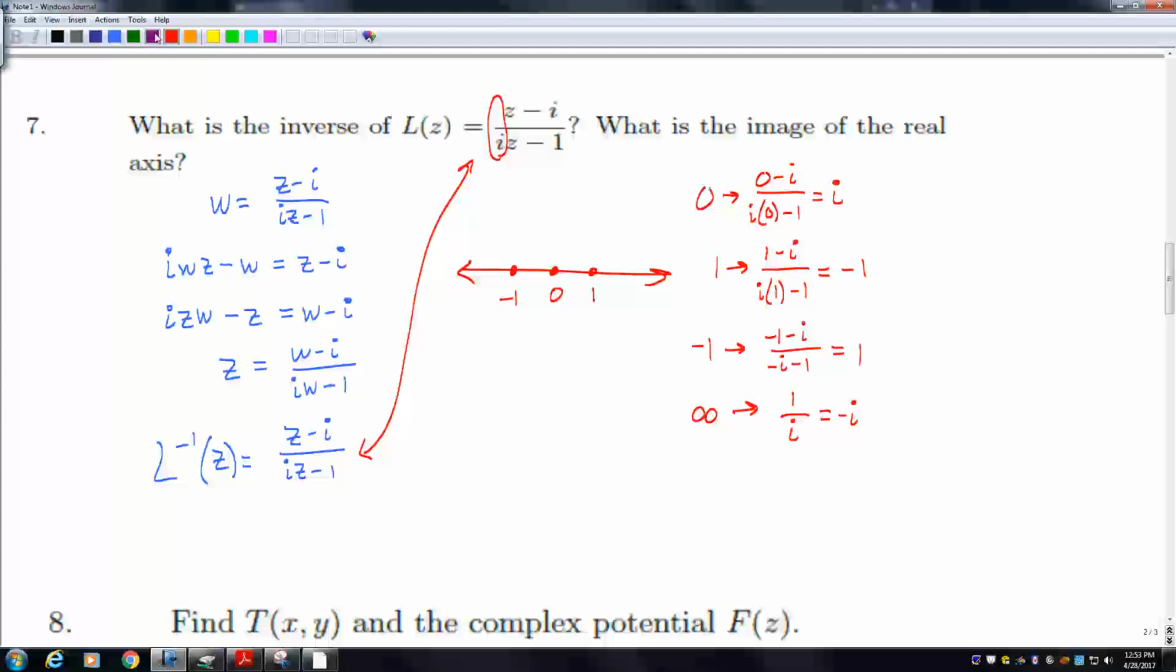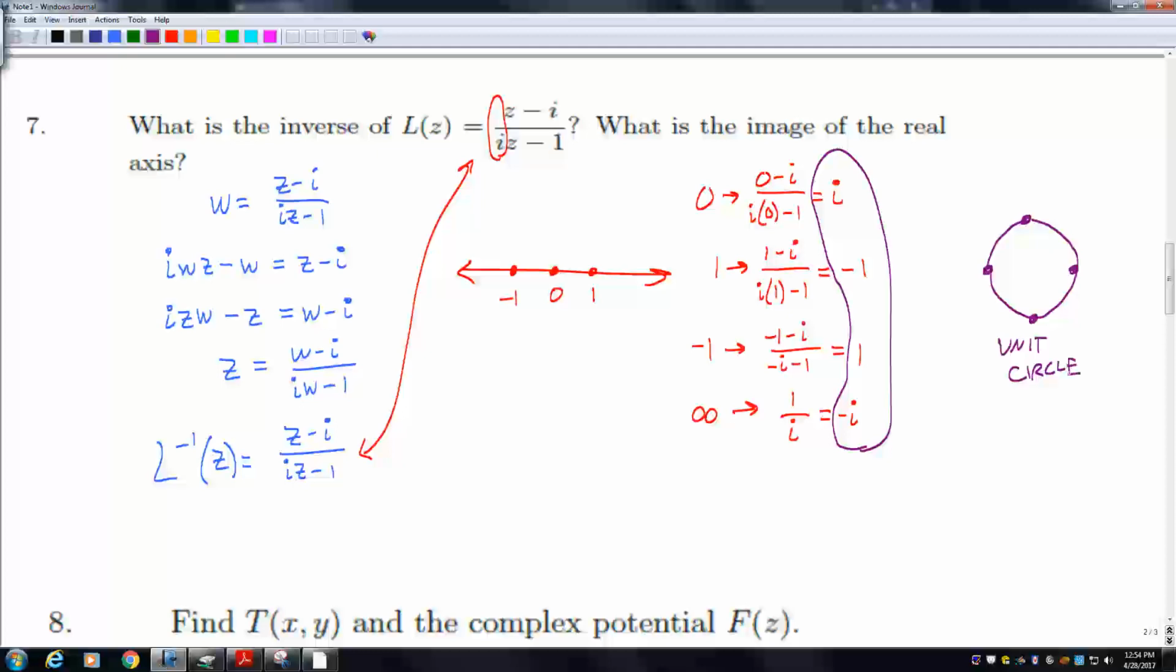So let's see what these images are. 0 maps to i, 1 maps to minus 1, negative 1 maps to 1, and infinity maps to minus i. And you will quickly notice that these points have to lie on a line or a circle, and in this case it's the unit circle.